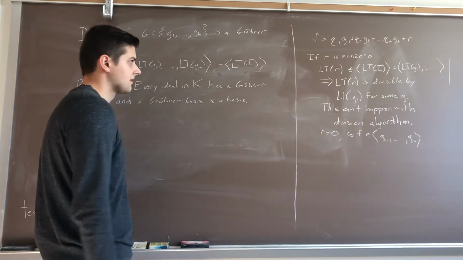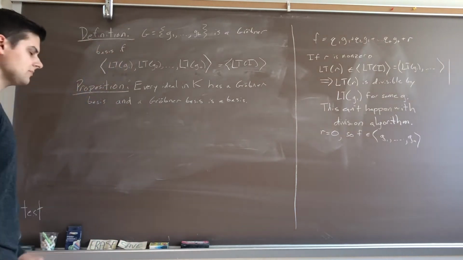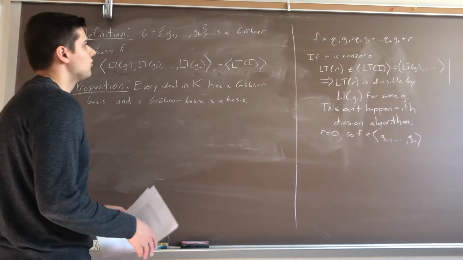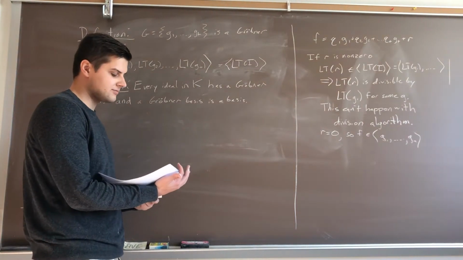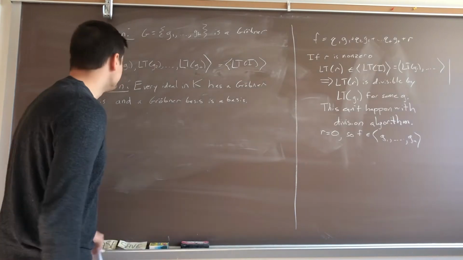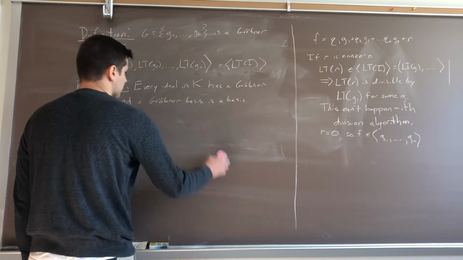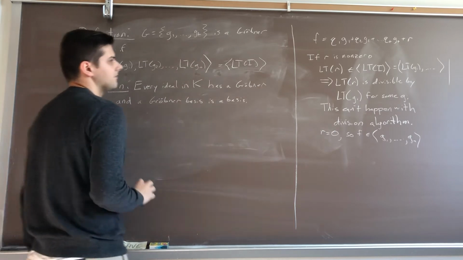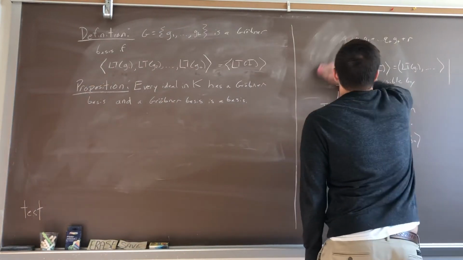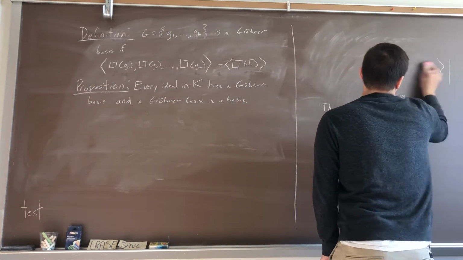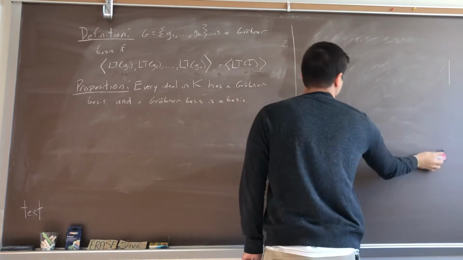Okay. So now we can observe another nice property about this ring K, going off of the Hilbert basis theorem and the existence of Gröbner bases.